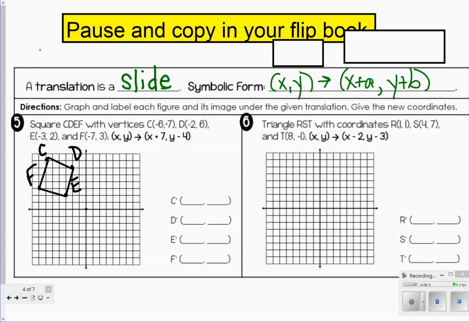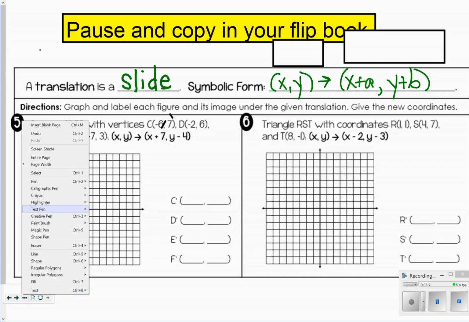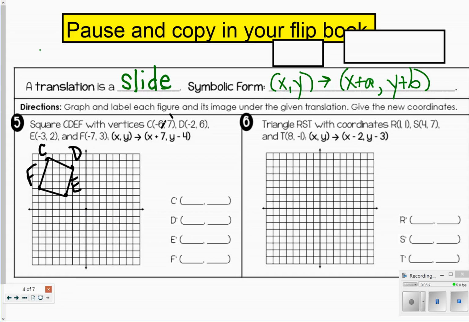So if we take our original numbers up here, oops, sorry. If we take our original numbers and we can see that it's (-6, 7), (-2, 6), (-3, 2), and (-7, 3), we're going to adjust those. So -6 plus 7 is going to make it a +1. Okay, and for our y, 7 minus 4 is going to be 3.